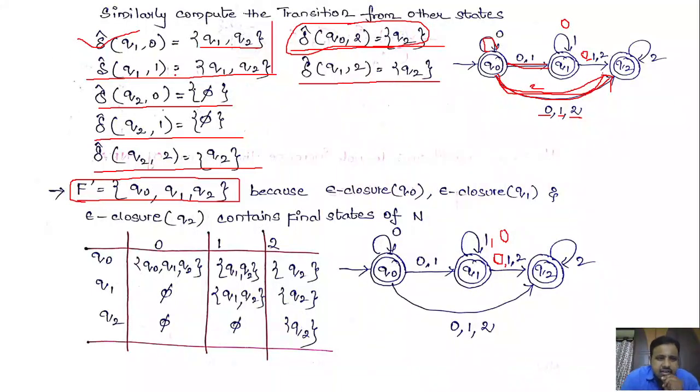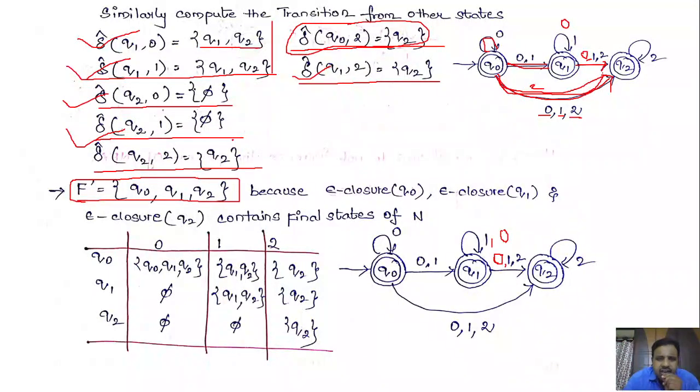Right. Next, q1 on 1, q1 comma q2. So same, q1 on 1 goes to q1, and q1 on 1 goes to q2. Okay, same. Next, q1 on 2 means it should go to q2. Okay, so 0 comma 1 comma 2 from q1 goes to q2. Then q2 on 0, phi. So we do not have any transition. q2 on 1, phi.